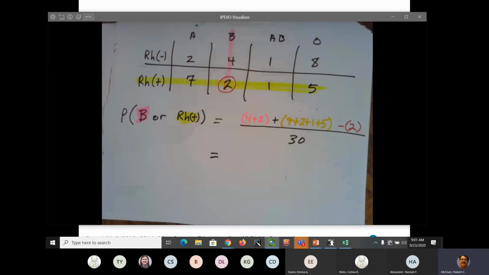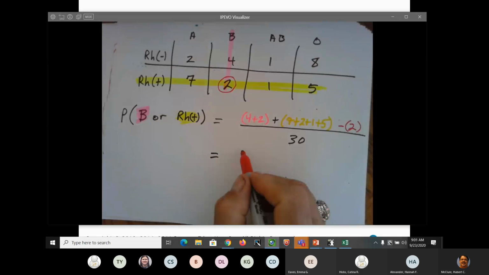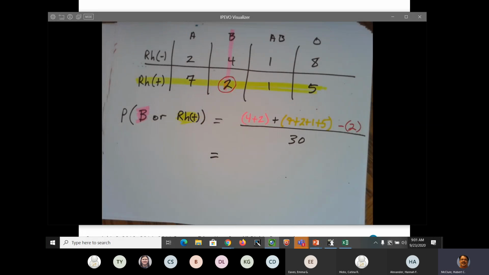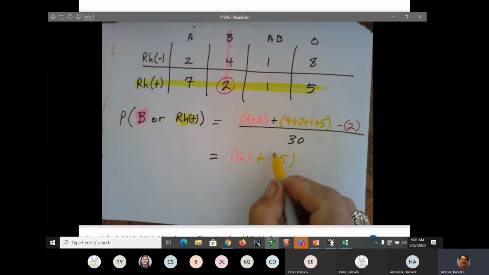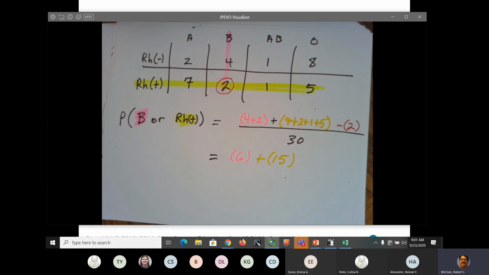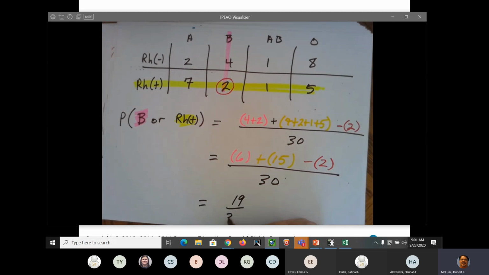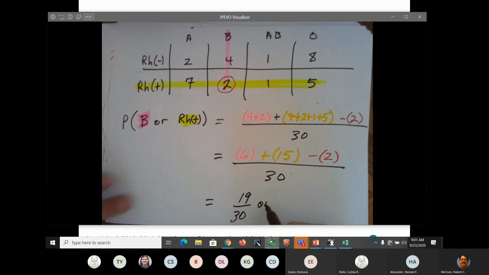And now you do the math. 4 plus 2 is 6. Plus 7 plus 2 is 9, plus 15, minus 2, all over 30. 6 plus 15 is 21. 21 minus 2 is 19. 19 over 30, or decimal.